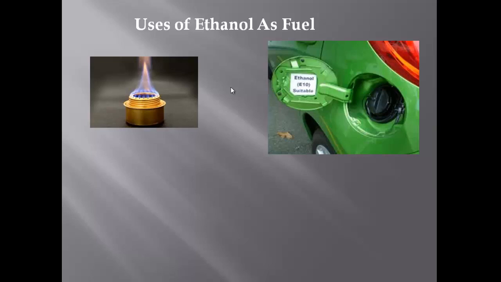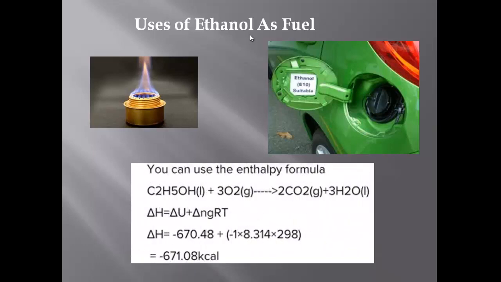Because it has a combustion value. That means when we use methane, we get a huge amount of heat due to combustion of methane. So like methane, ethanol also, due to the combustion reaction, produces a huge amount of heat. Follow here the enthalpy of combustion, minus 671.8. That means 671 kilocalories of heat is produced in the complete combustion of ethanol. So this is also a huge amount of heat.